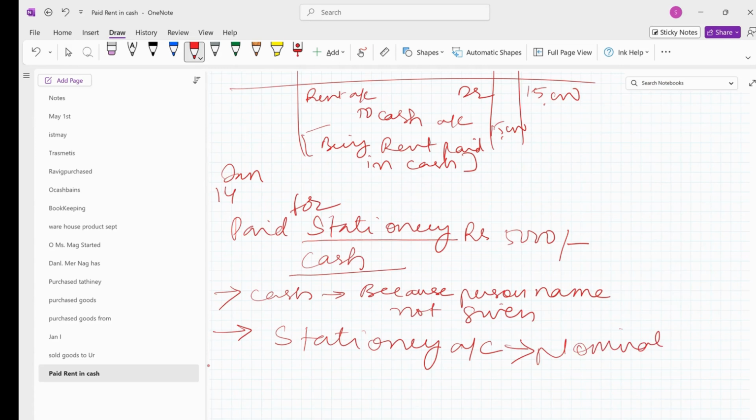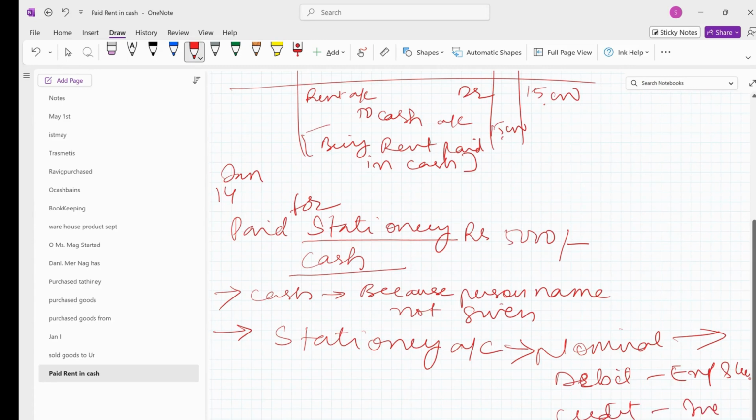Nominal account rule is debit all expenses and losses, credit all incomes and gains. And next one is cash. Cash belongs to which account? Real account. Real account rule is debit what comes in and credit what goes out.